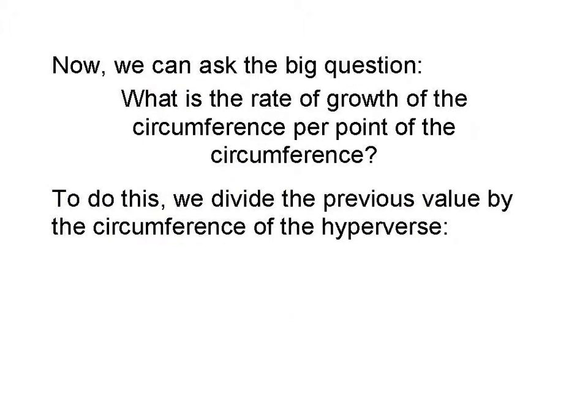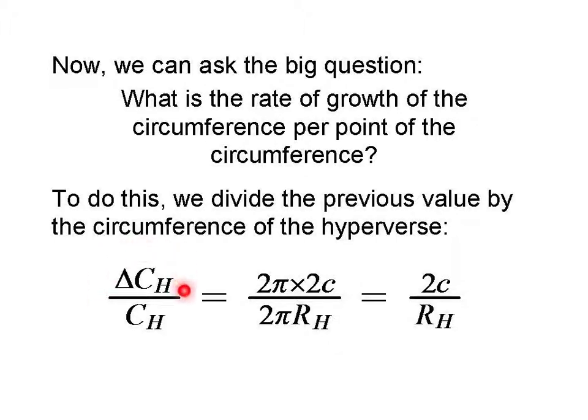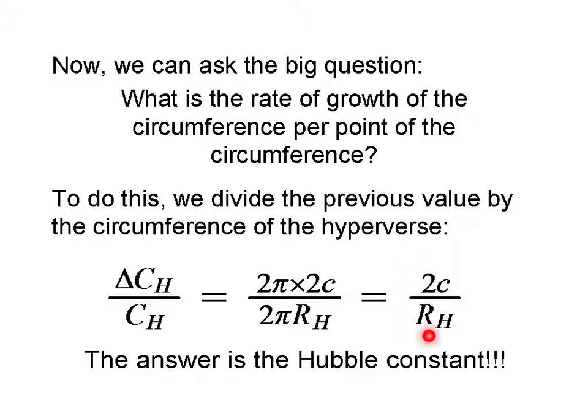Now we can ask the big question. What is the rate of growth of the circumference per point of the circumference? To do this, we divide the previous value by the circumference of the hyperverse. So our delta c sub h divided by the circumference of the hyperverse is equal to 2 pi times 2c, and we'll divide that by the circumference of the hyperverse, which is 2 pi times the radius of the hyperverse. And the 2 pi cancels out, and we find that we get 2c divided by r sub h. And the answer, 2c over r sub h, is the Hubble constant.